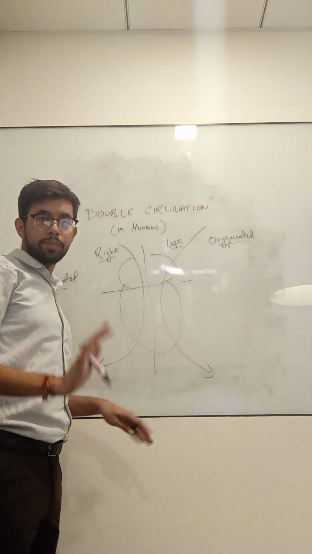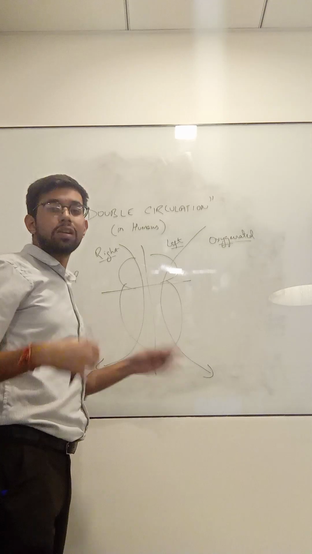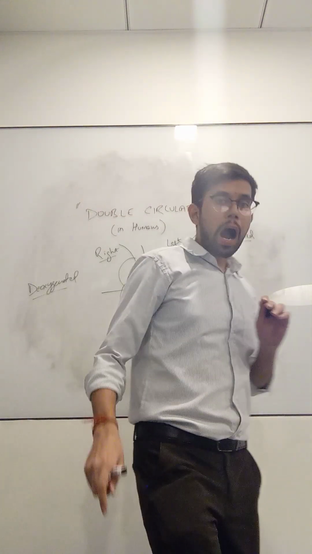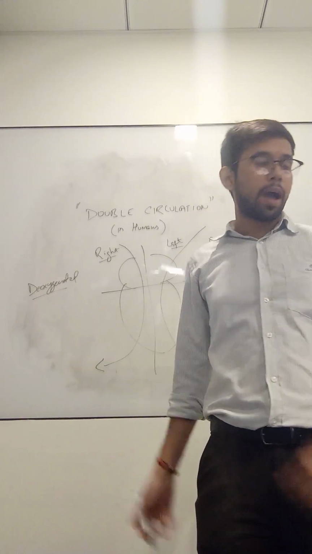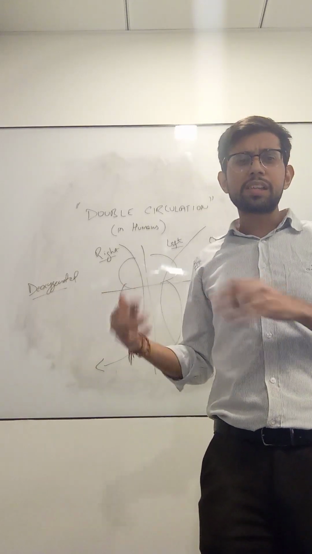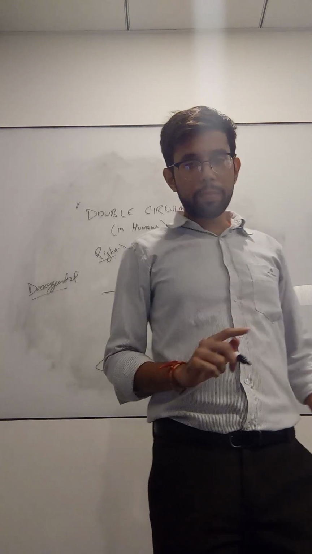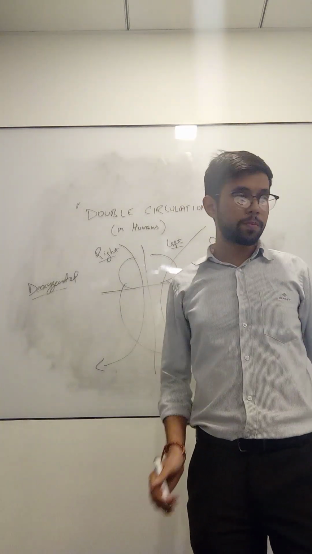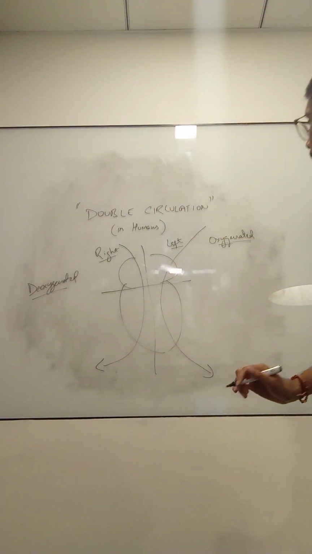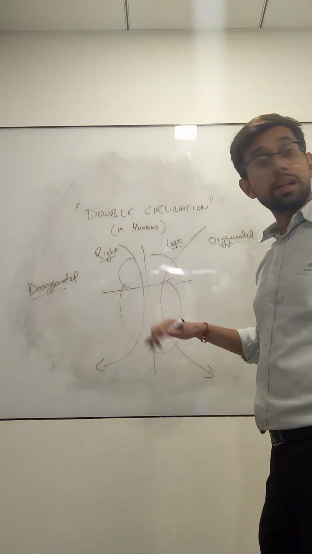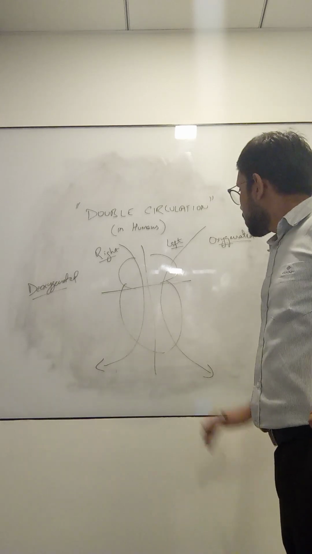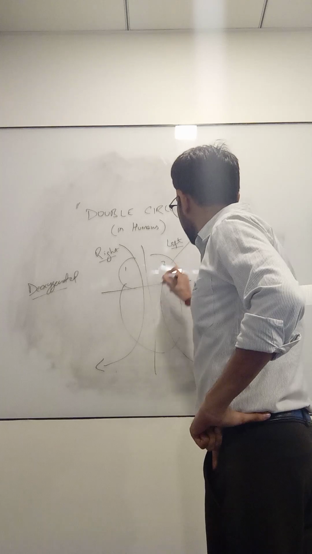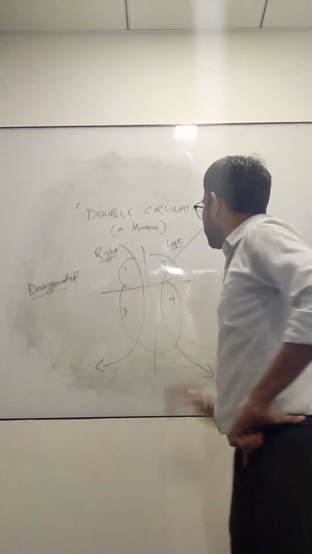So this is the very basic fundamental theme of what's happening in double circulation. But in order to understand how and why it happens, we'll have to understand certain concepts. First would be the structure of our heart, and second would be blood vessels. First of all, I'll break down the structure of the heart from this figure itself. We know that the heart has four chambers. This is one, this is two, this is three, this is four.